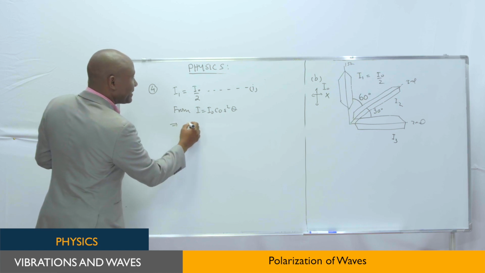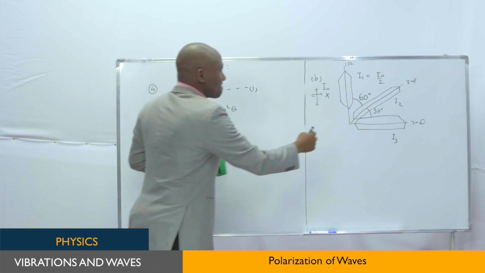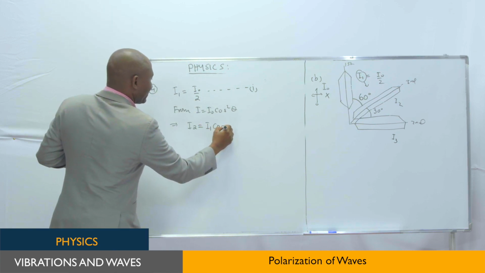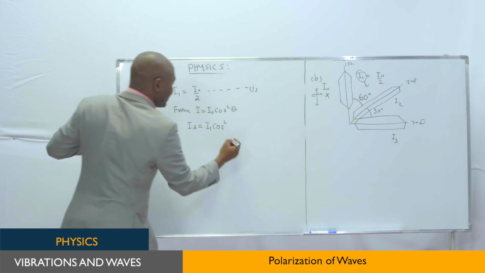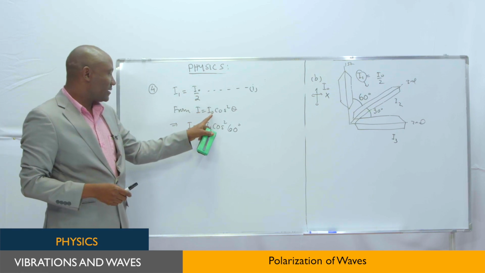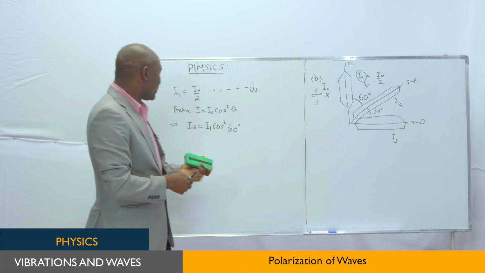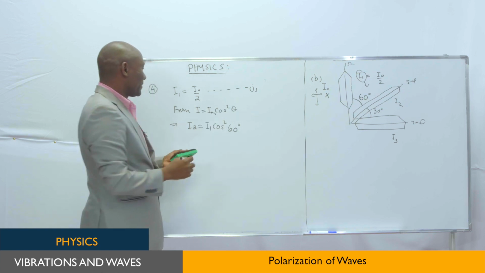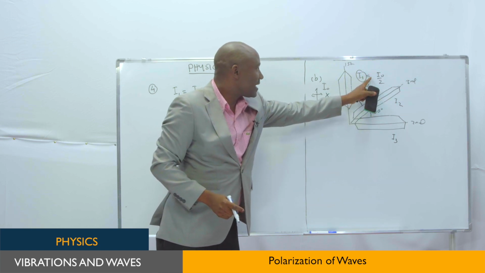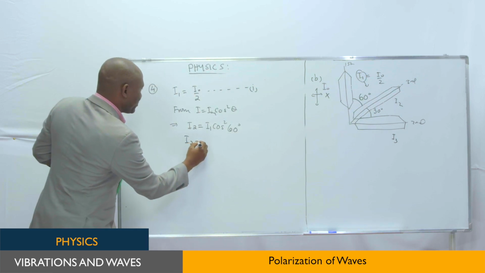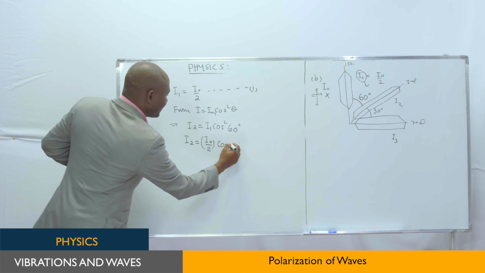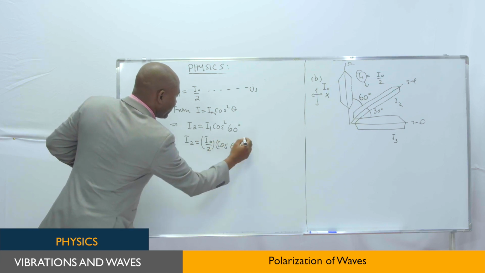So from this, we can find that I2 equals I1 cos squared of the angle between these two polarizers, which is 60. Don't confuse the initial here with the initial taken from the first part. Sometimes you can use the maximum. For the maximum here, we're referring to the light intensity produced before coming here, so it is I1. So we have I2 equals I1, which is I naught over 2, we got from equation number 1, times cos of 60, and then you square it.